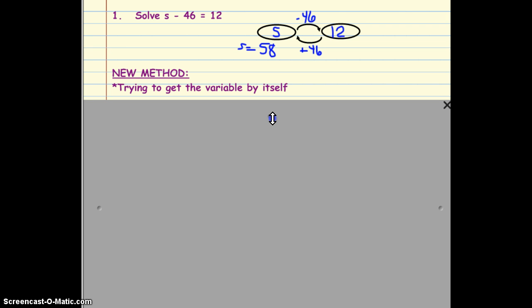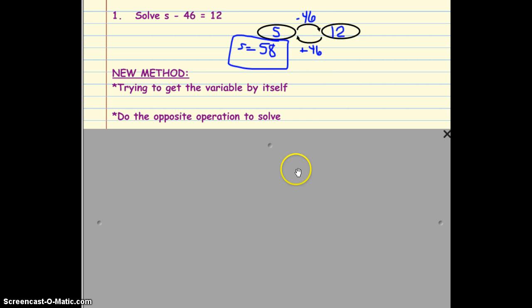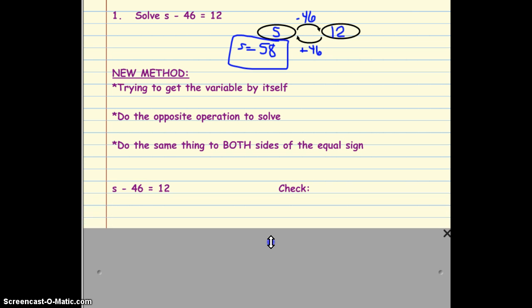Alright, so without using a flowchart, our new method today is, first of all, we are going to try to get the variable by itself. That is the whole point. Just like our answer is here, s equals 58, the s is all by itself on one side. Step 2 is we always do the opposite operation to solve. Just like our flowcharts, whatever we did on the top part, we do the opposite operation on the bottom. So we're just going to be dealing with the bottom part of our flowcharts. And third, whatever we do to one side, we have to do the same thing to both sides of the equal sign.